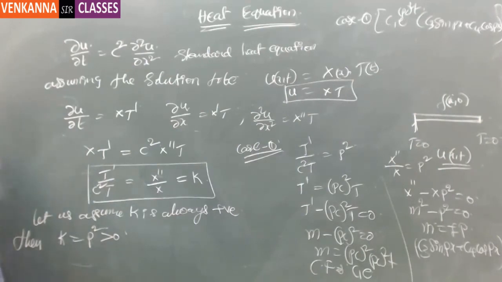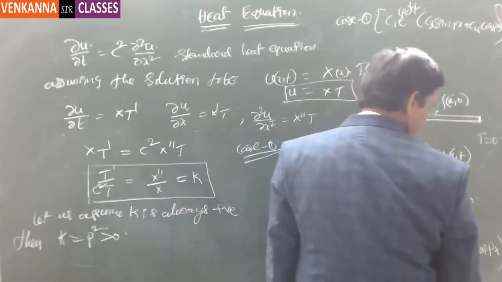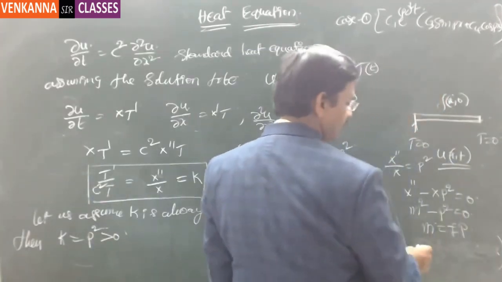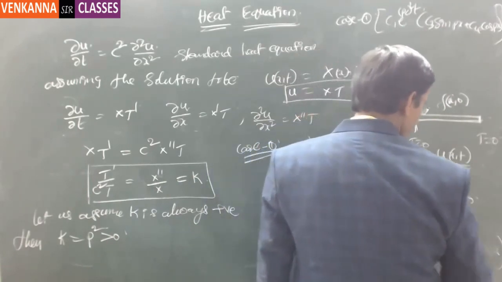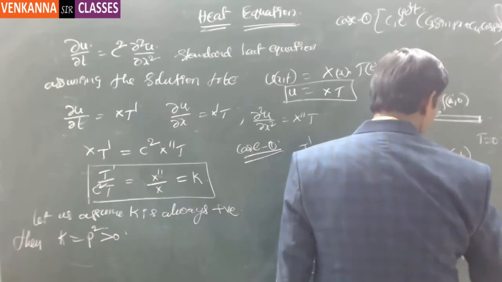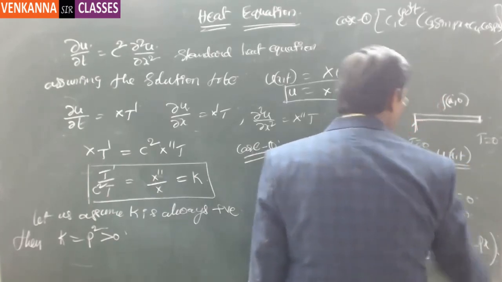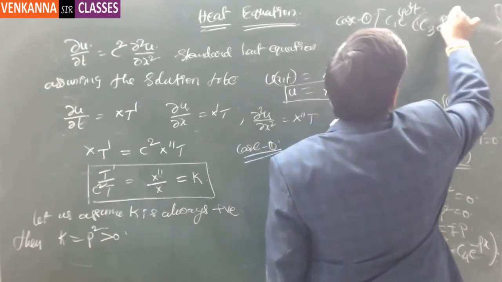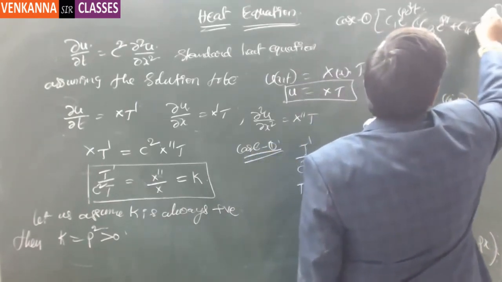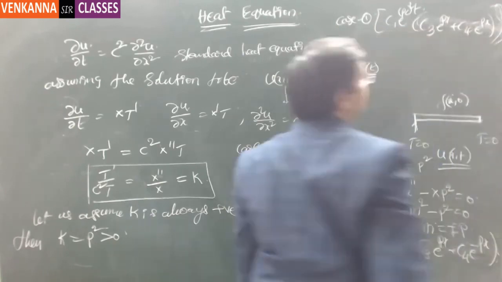And then we have to take case 2, that is if k is equal to minus p square, which is always a negative value, then what is going to be the solution? Sorry, I think there is a mistake here. The solution here is for a positive value, right? Because the roots are real and unequal, the solution is C3 e power px plus C4 e power minus px, the final solution of the partial differential equation.